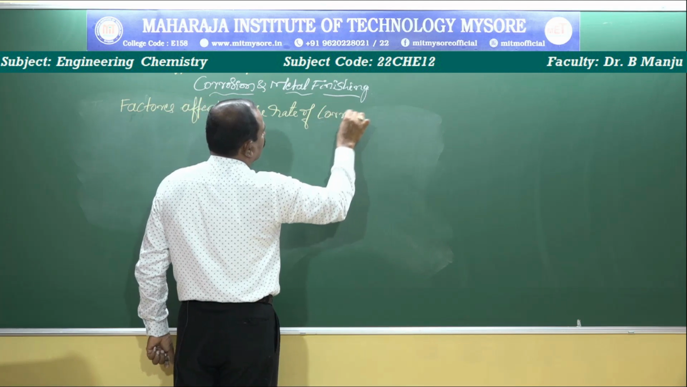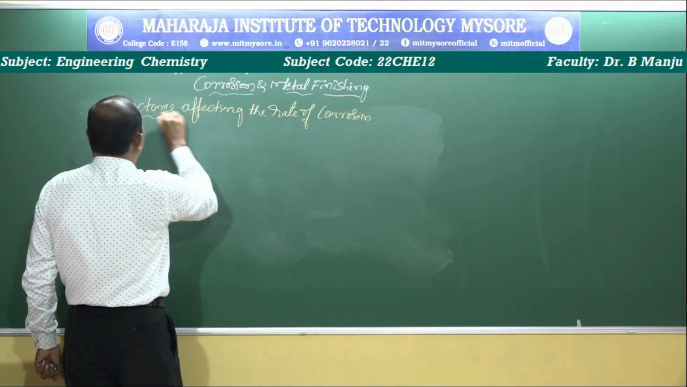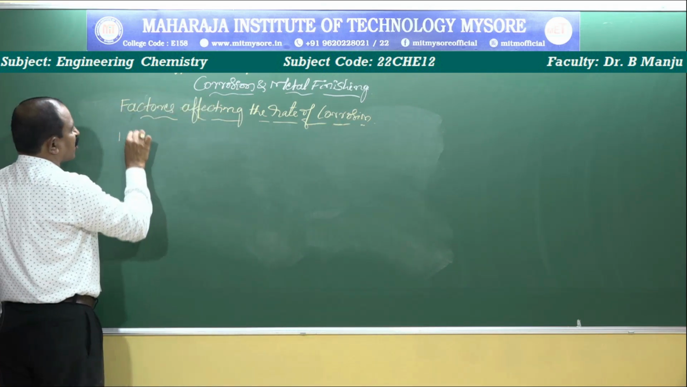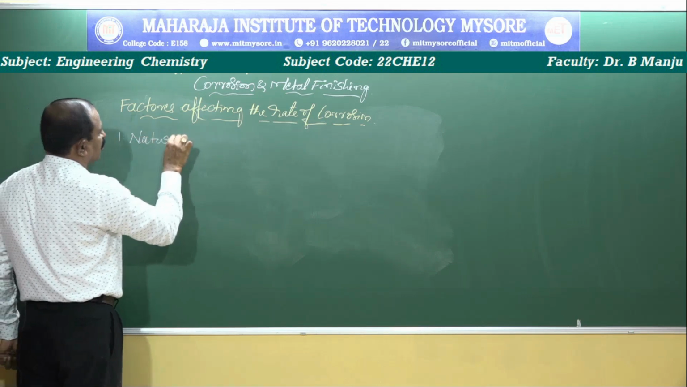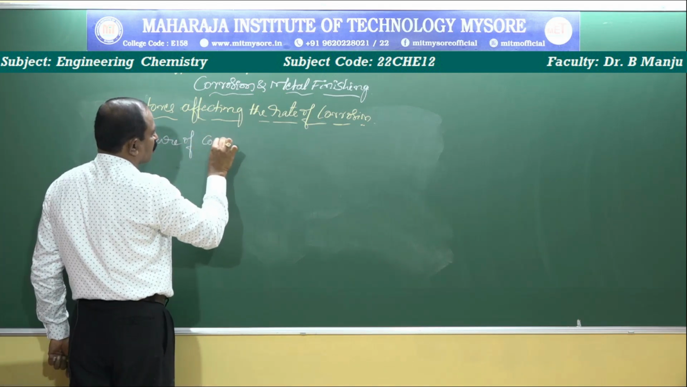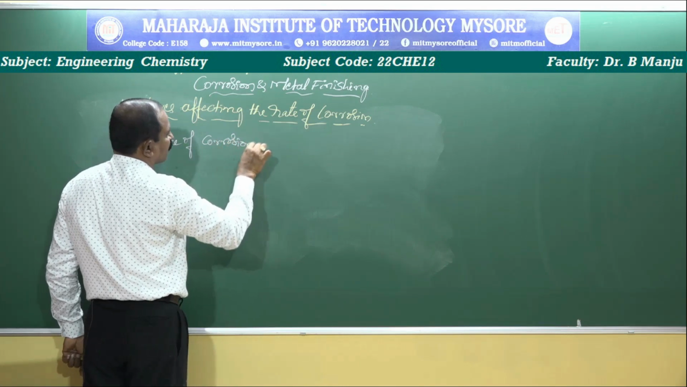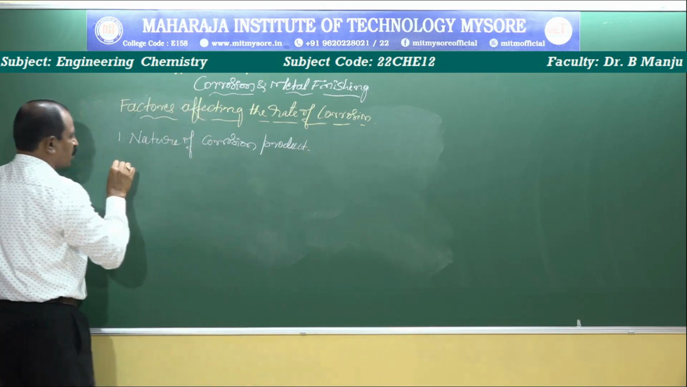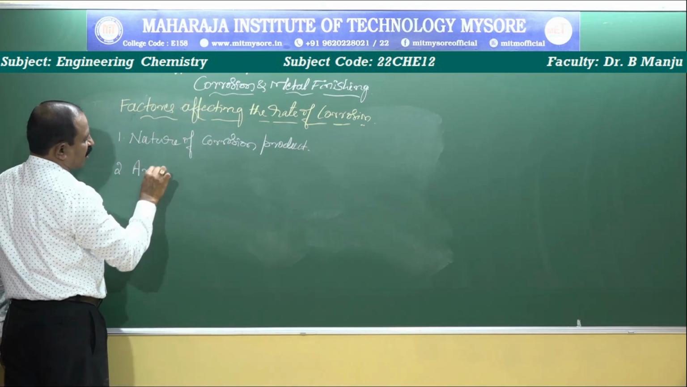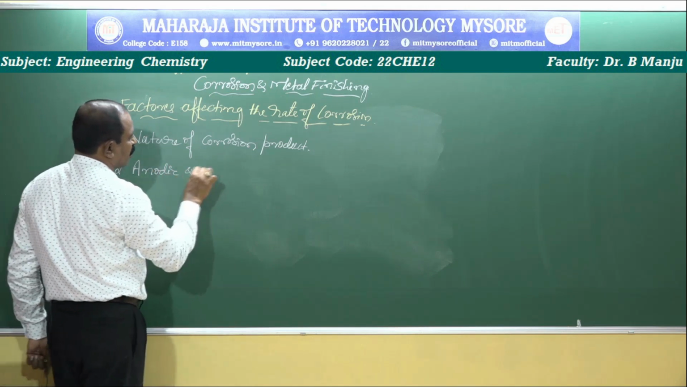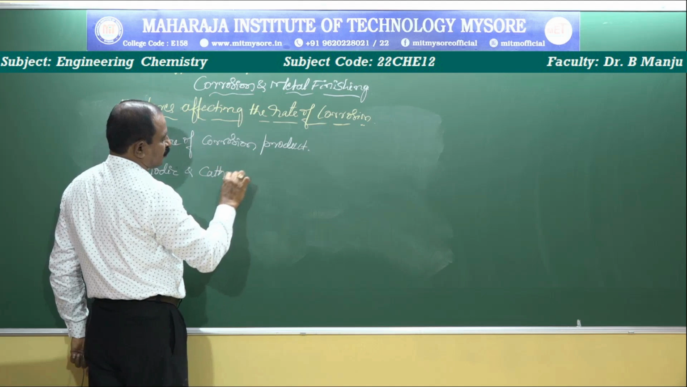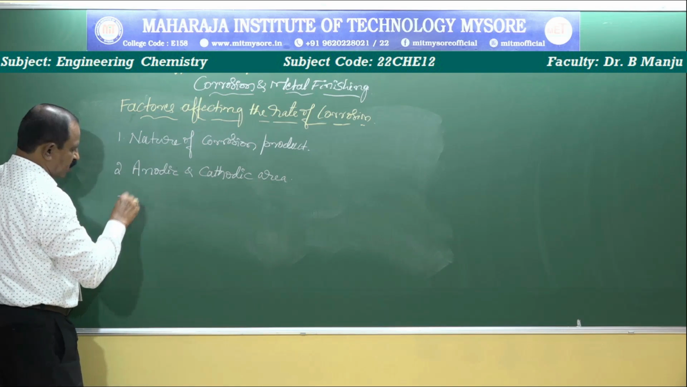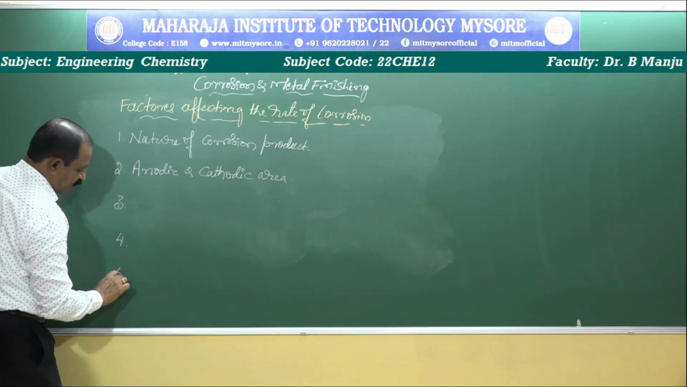Factors affecting the rate of corrosion. Now there are 5 important factors. One is the nature of corrosion product. Second one is anodic and cathodic area. That is also one of the important factors.